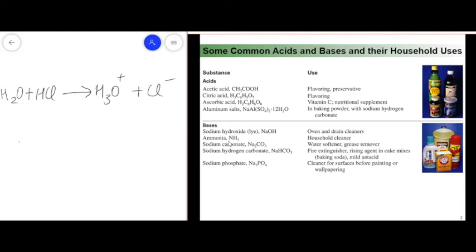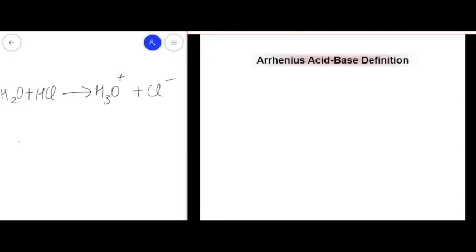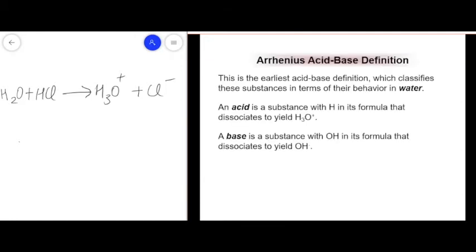Most of the bases that are used in our household are used for cleaning purposes. For instance, sodium hydroxide, or cleaners like ammonia, sodium carbonate, or sodium phosphate. So these are some of the very common acids and bases that we usually use. Now let's look at what is the actual definition of an acid.